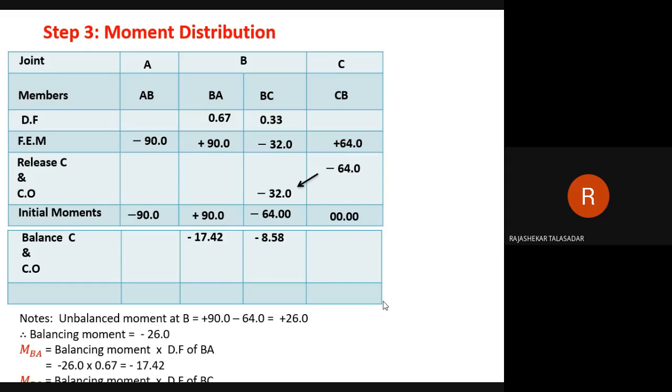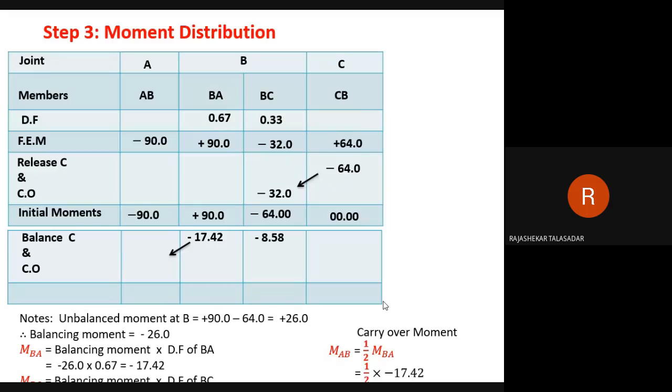Okay. After this, what do you have to do now? Carry over. Right? Which moment will be carried over? Can anybody tell me? Which moment will be carried over and to which end? BA will be carried over to AB. That is the first thing, because that end A is fixed. Is it correct? BA moment will be carried over to AB. How much? Yes, 1 by 2 into MBA. That means MAB equals 1 by 2 into MBA. That is minus 8.71.